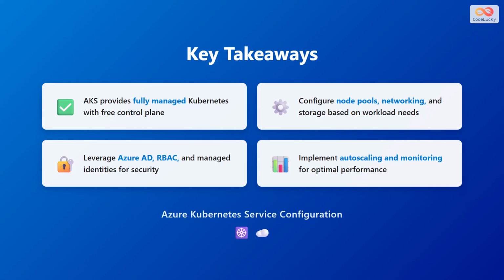Security should be a top priority. Leverage Azure Active Directory integration, Kubernetes RBAC, and managed identities to ensure robust access control and authentication. Finally, implement auto-scaling mechanisms and comprehensive monitoring to maintain optimal performance and quickly identify issues. With these fundamentals in place, you're well-equipped to deploy and manage production-ready Kubernetes workloads on Azure.